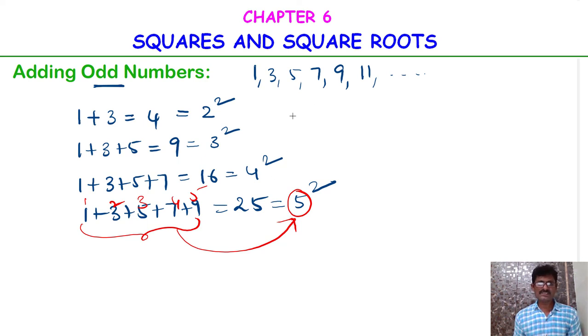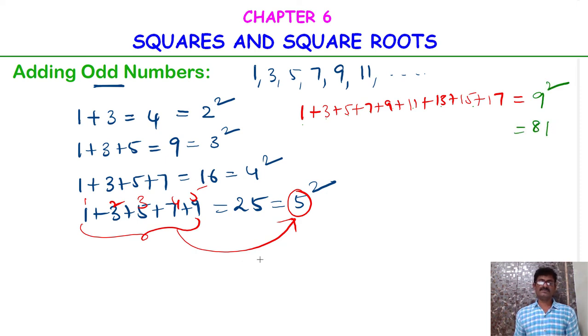So from this we can say that suppose we have 1 plus 3 plus 5 plus 7 plus 9 plus 11 plus 13 plus 15 plus 17. This is equal to, you need not add all these numbers. Just count how many numbers are there. 1, 2, 3, 4, 5, 6, 7, 8, 9. So this is equal to 9 square, which is equal to 81. So let us go to the next one.